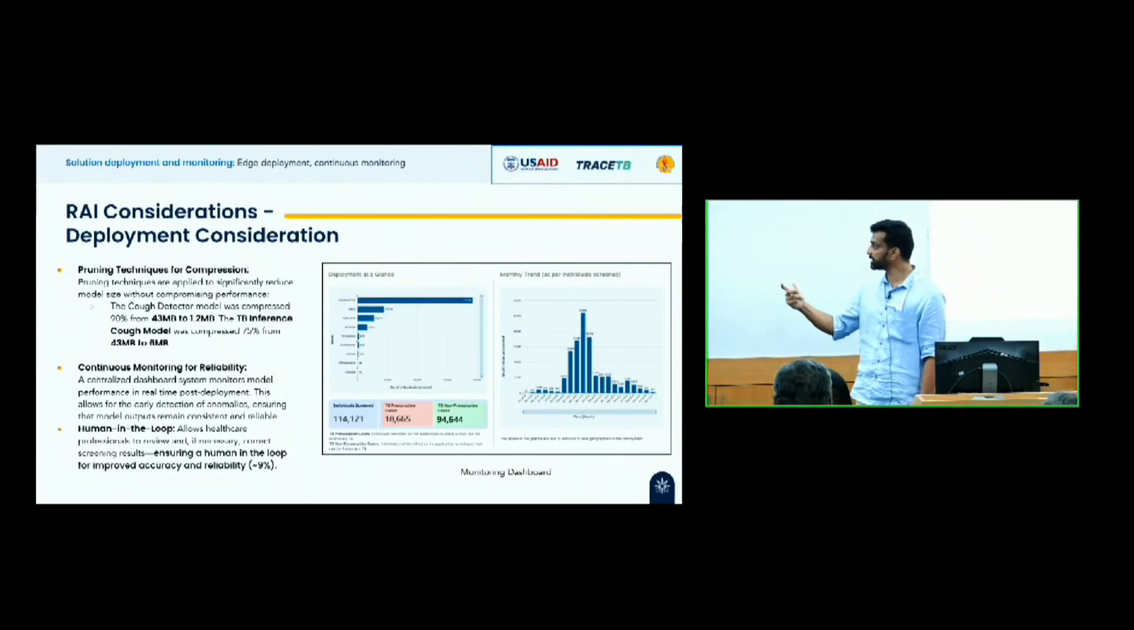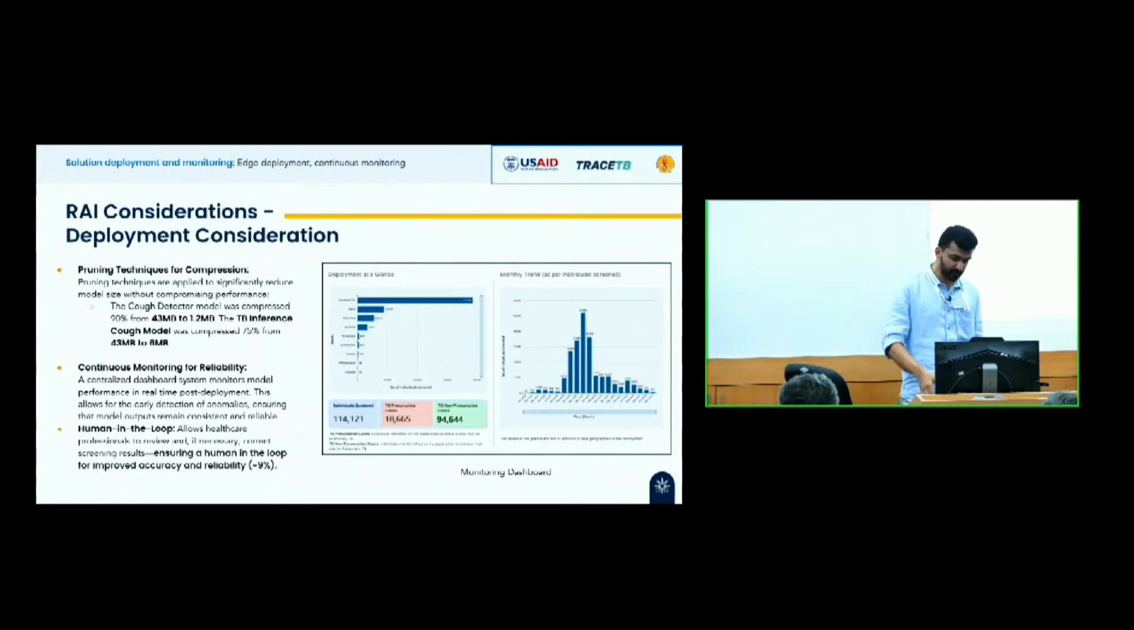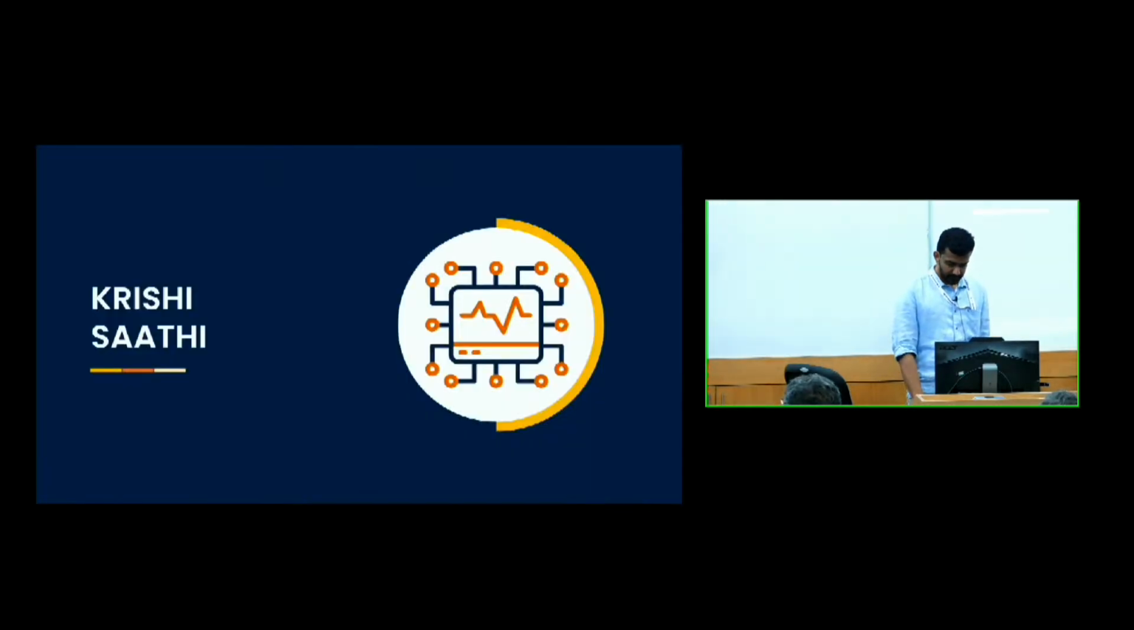And the human in the loop, like I said, in 9% of the cases, even in the symptomatic screening, the AI model said it's negative, but the model could miss it. The person could judge that, okay, it could be a possible TB case, and send it for further tests, and that turned out to be positive.